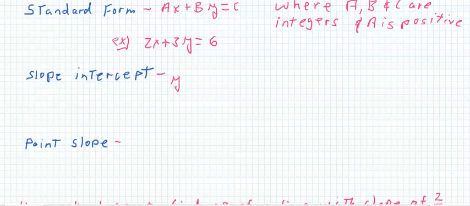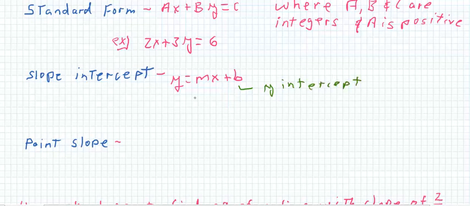Slope-intercept is y equals mx plus b, which we've been working with for the last several days. B is the y-intercept, where we cross the y-axis, and m, just the number that I'm going to highlight here, is our slope.